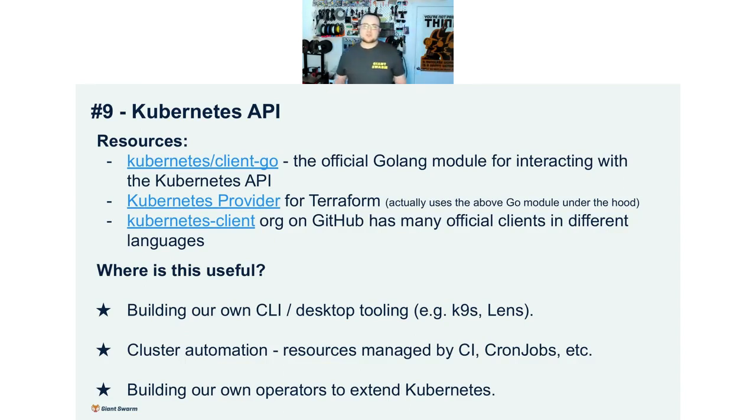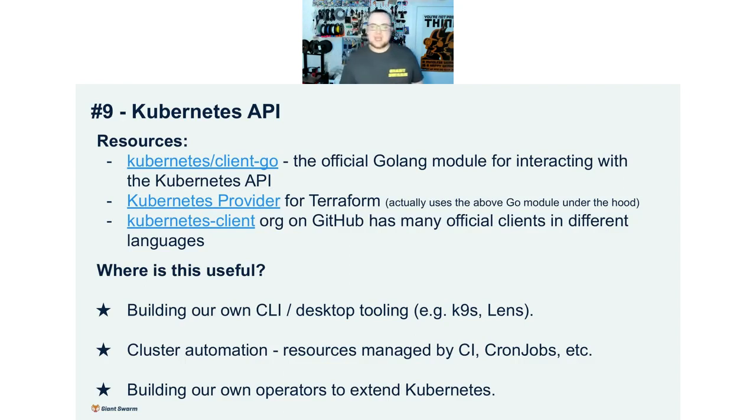You may also want to do some quite advanced cluster automation. So as part of CI jobs, cron jobs, maybe you want to interact directly with the API rather than, say, pulling in kubectl and having all the necessaries of that. You can just do your direct interactions.